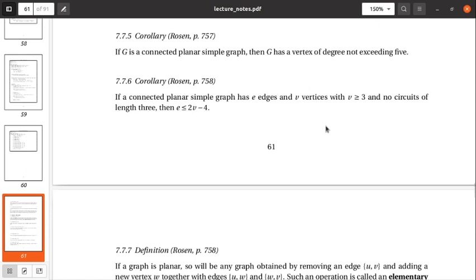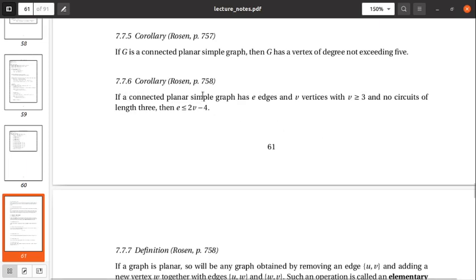Okay, another corollary. If we have some graph G, and it's a connected planar simple graph, then G has a vertex of degree not exceeding 5. Again, it's another condition that says you can't clog this thing up with too many edges. If you have a lot of edges on some of the vertices, then you need at least one that doesn't get too big, that doesn't exceed 5. Okay.